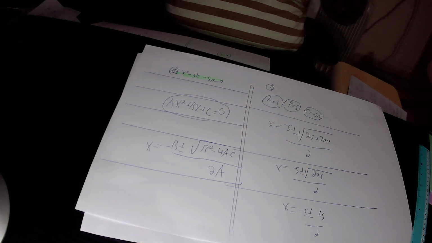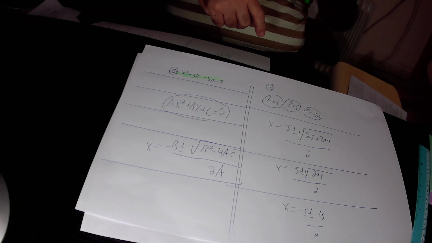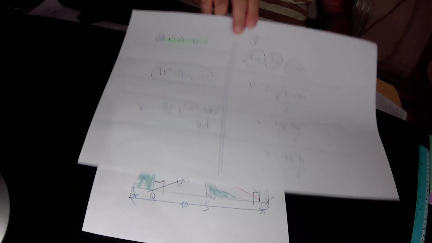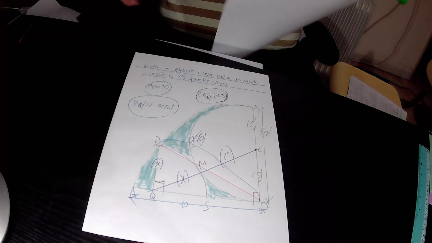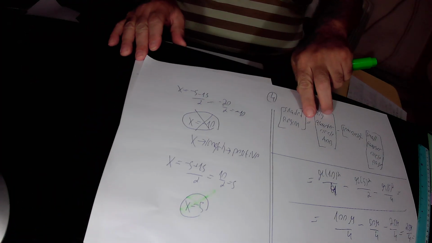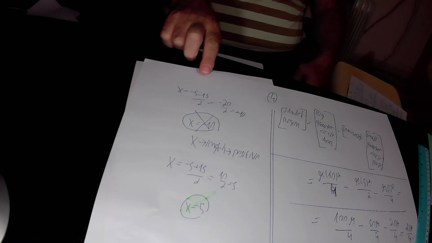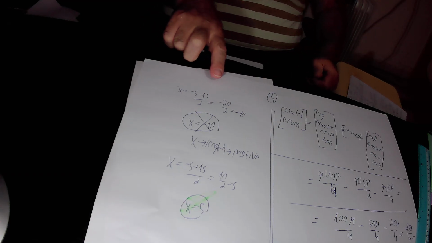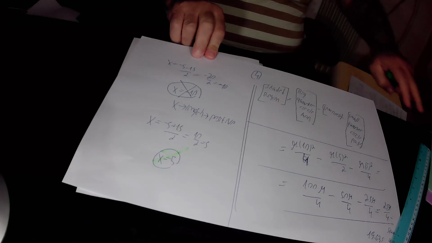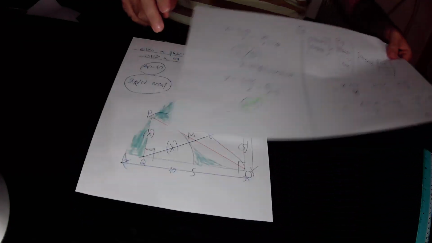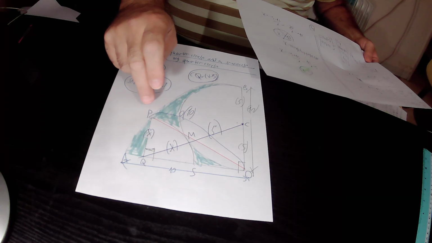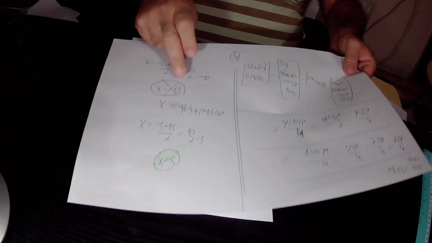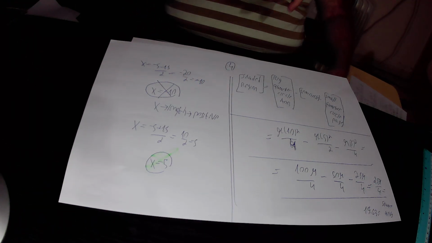So in total we have two solutions for x. The first solution for x is that x equals minus 5 minus 15 over 2. Minus 5 minus 15 is minus 20, and minus 20 over 2 is minus 10. But x is a length, the radius of this small quarter circle PQS. So x is a length, it must be a positive number, it can never be equal to minus 10, that is a negative number.